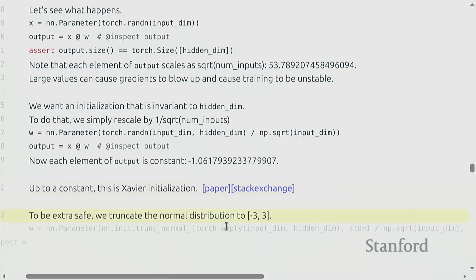And typically, it's fairly common, if you want to be extra safe, that you don't trust the normal because it has unbounded tails, and you just say, I'm going to truncate to -3, 3, so I don't get any large values that mess with things. Okay.